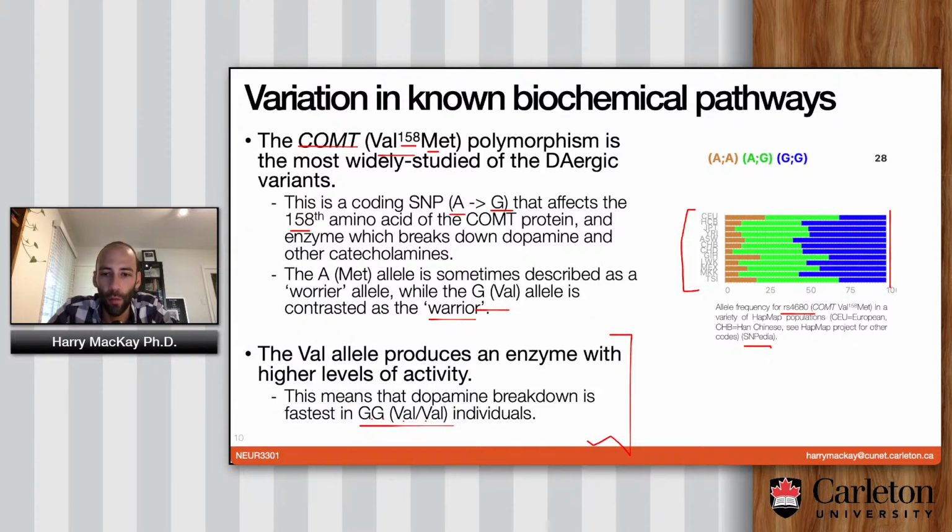So among Europeans, the GG genotype, who are homozygous for the Val allele, makes up about 25% of people. People who are homozygous for the A allele, or for the worrier allele, in Europeans make up a little less than 20%, or a little less than 25%, I suppose. So maybe around half the people are homozygous for either of the alleles, and the remaining half are heterozygous. But this frequency varies across populations.